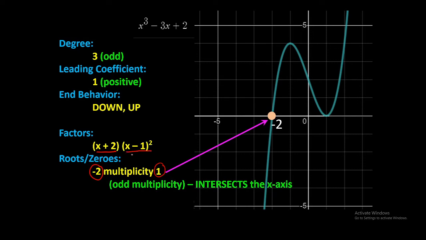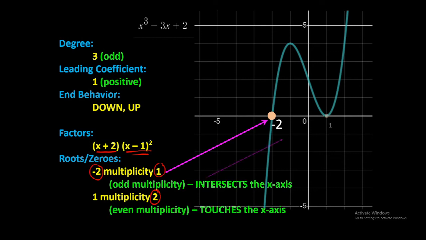How do you write the root for the second factor? Okay, 1 multiplicity of 2. Is that an even multiplicity or an odd multiplicity? It's an even. So, does it touch or does it intersect? It touches the x-axis at 1. Okay? Let's go to another example.